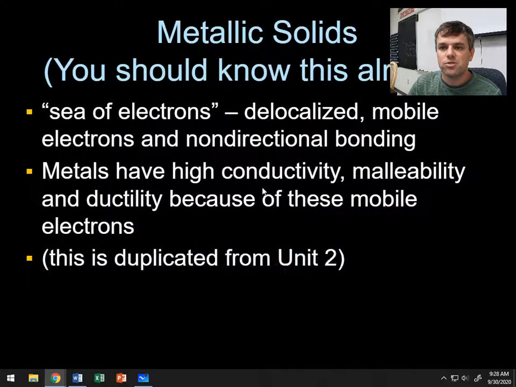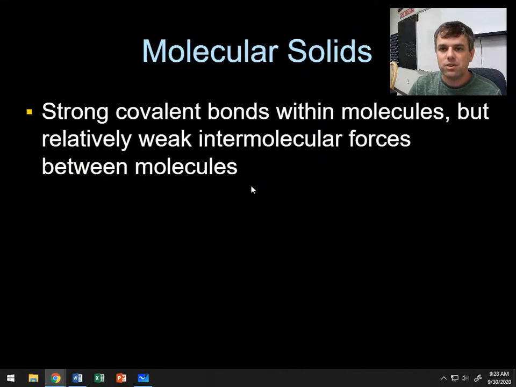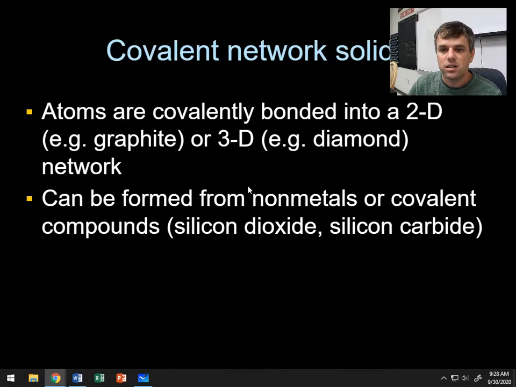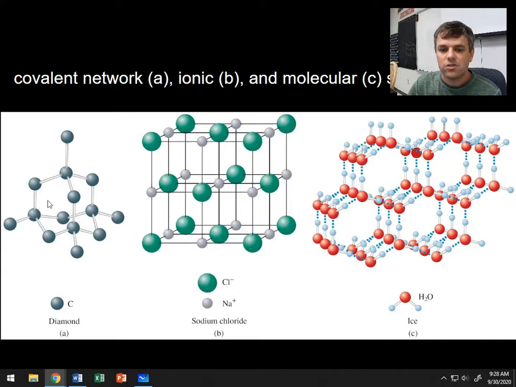This shows, let me go back to this previous slide up here. This slide right here, you can see the diamond. That's a covalent network solid. Sodium chloride is an ionic solid. And then this is ice, where the water molecules form this very regular hexagonal pattern associated with it, where they form hydrogen bonds between the water molecules and they form this crystal lattice type structure.